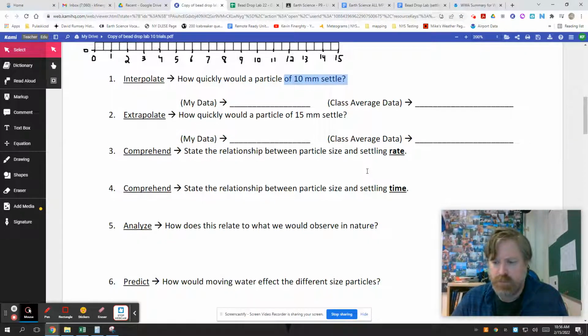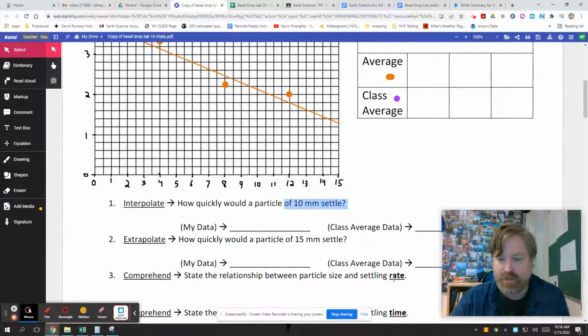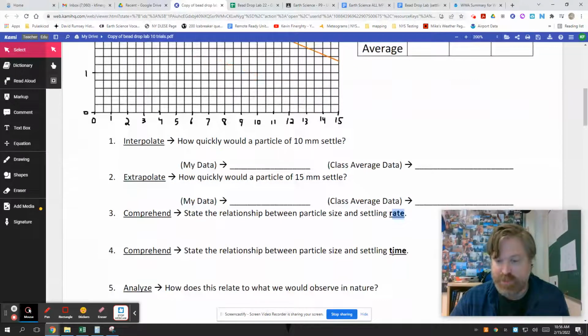Rate is like speed. So if you and I were to race, only I get to use a car, who's going faster? But then also, who's going to take more or less time? And you'll see that those are different ideas. Which beads have a high rate? Which beads take less or more time?